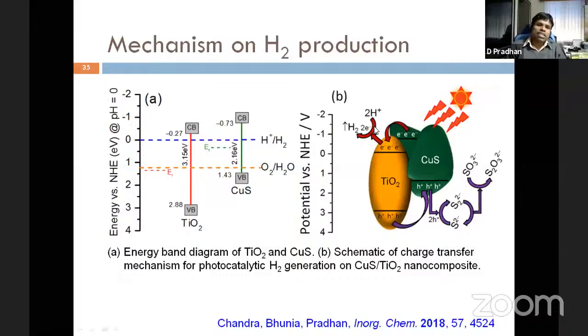Therefore, it is important to have an optimum ratio at which copper sulfide and TiO2 are in a balanced manner, where enough exposed sites are available on the TiO2 to do the reduction reaction. At the same time, copper sulfide contributes towards absorption of light, creating more electron hole pairs.